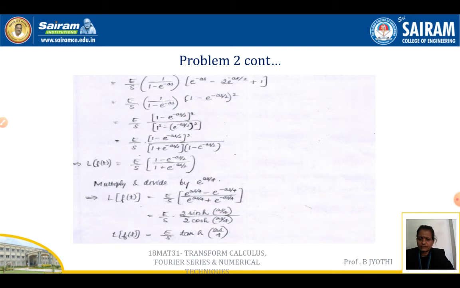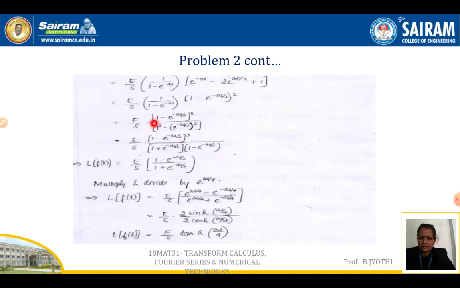Here it continues. E by s is a constant, we can take it out. 1 upon 1 minus e power minus as, e power minus as minus 2 e power minus as by 2 plus 1. This is what we will be getting. And we can also write it as a plus b the whole square form, that is 1 minus e power minus as by 2 the whole square.